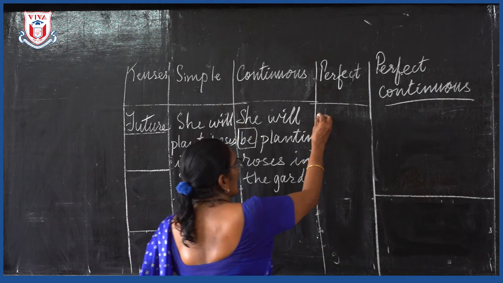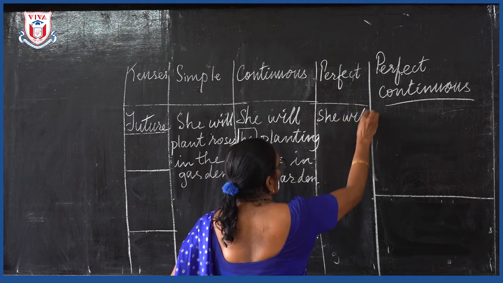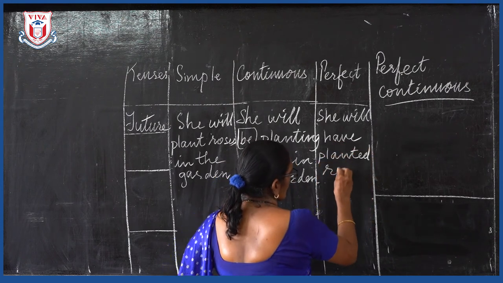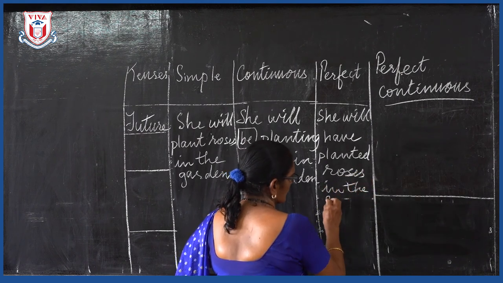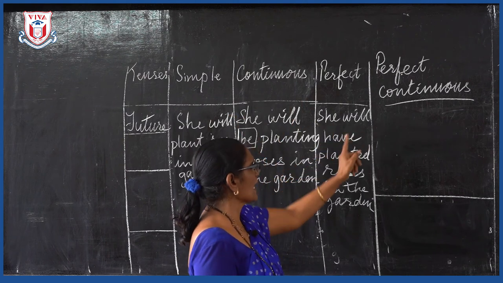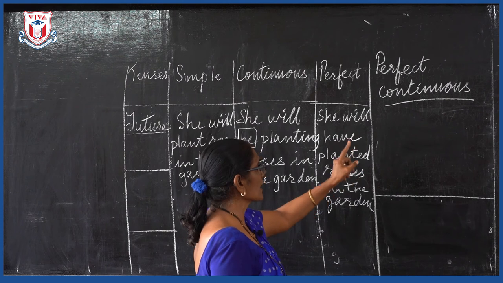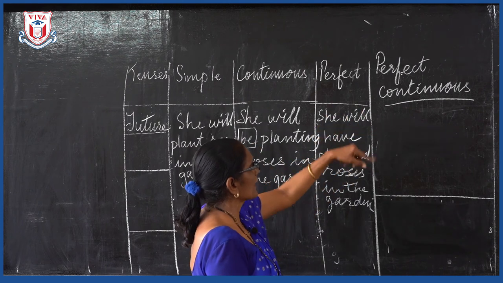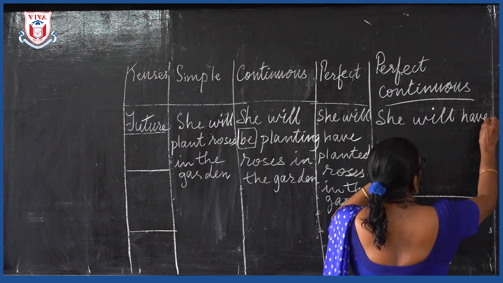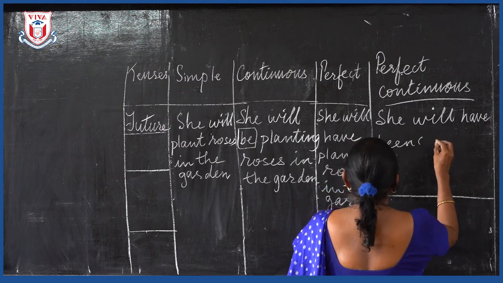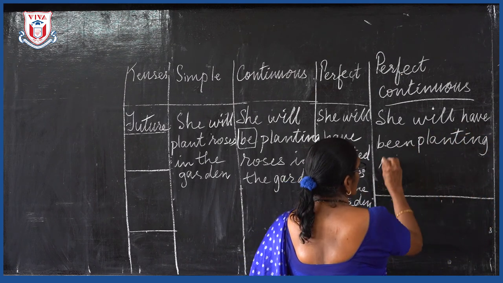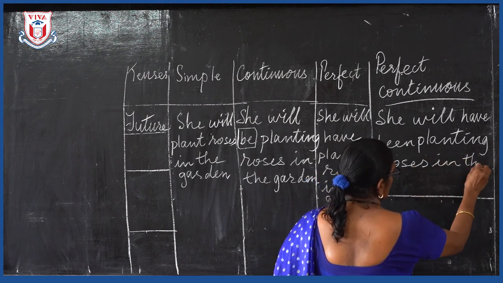Now perfect tense, she will have, she will have planted roses in the garden. Okay, she will have, perfect future tense, future perfect tense, she will have planted roses in the garden. Now the last one, perfect continuous tense, future perfect continuous. She will, will is future, she will have been planting, continuous, no? So planting will be, she will have been planting roses in the garden. Got it?